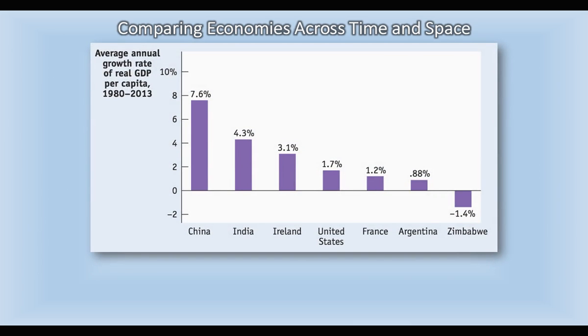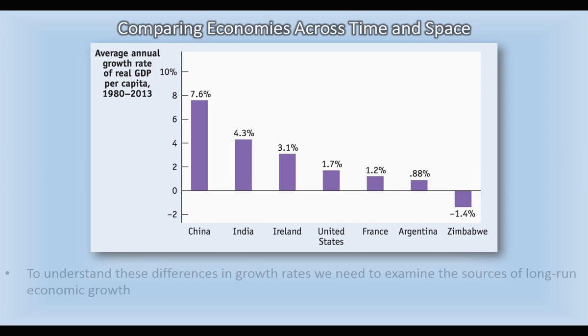So here's the average annual growth rate of real GDP per capita from 1980 to 2013. In China, it was 7.6%. In India, it was 4.3%. Ireland, 3.1%. U.S., 1.7%. France, 1.2%. Argentina, 0.88%. Zimbabwe, negative, unfortunately. To understand these differences in growth rate, we need to examine these sources of long-run economic growth.